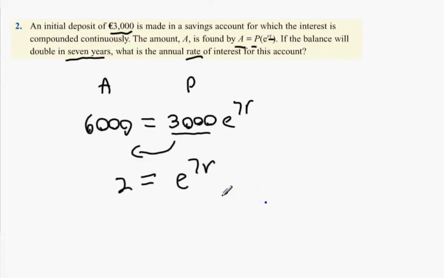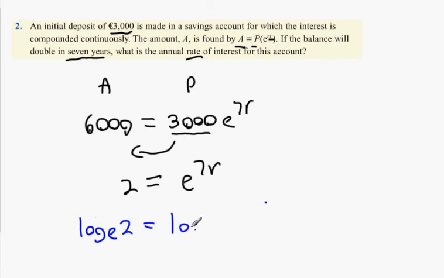We've got to get r on its own. Now what's the problem with r at the moment? It's in the power position. We don't want it in the power position. There's a way to get rid of numbers in the power position. Okay, so what we do is we ln both sides, or we log base e both sides. Log base e of 2 equals log base e of e to the 7r. So I basically log both of them.